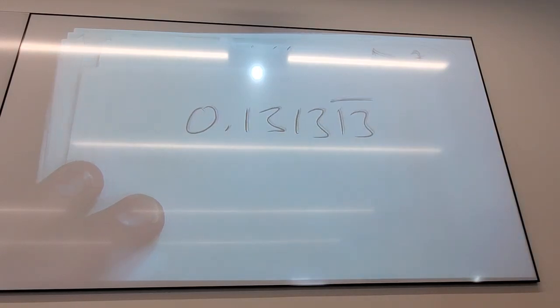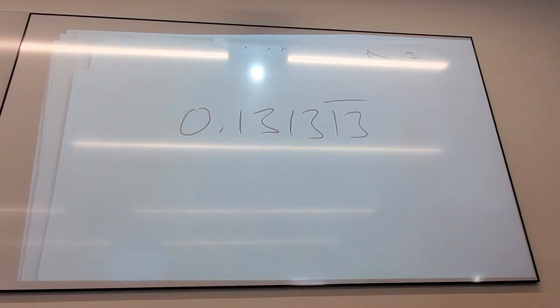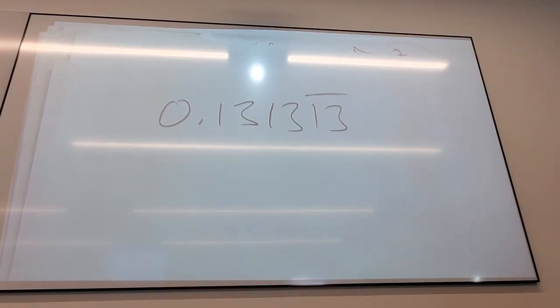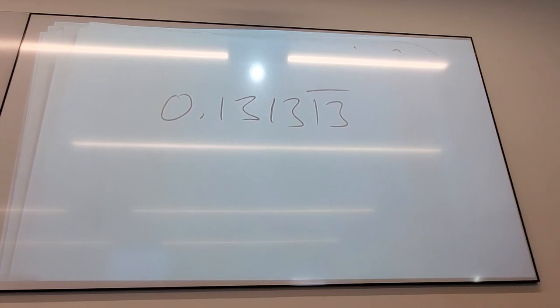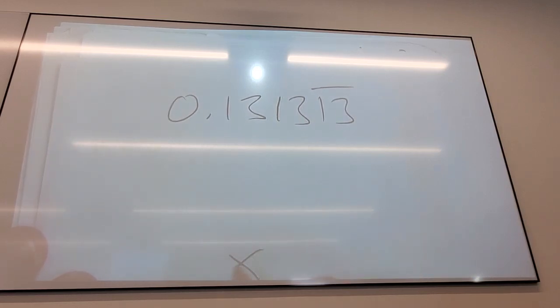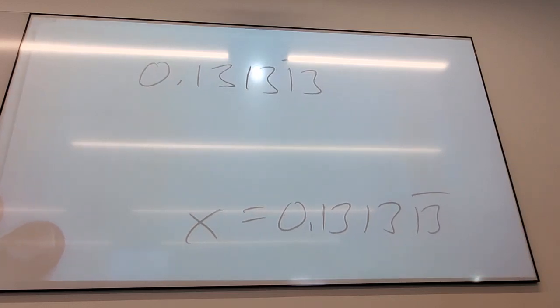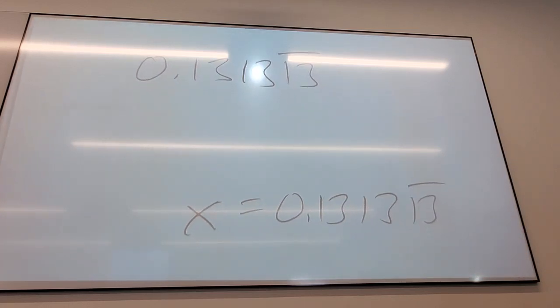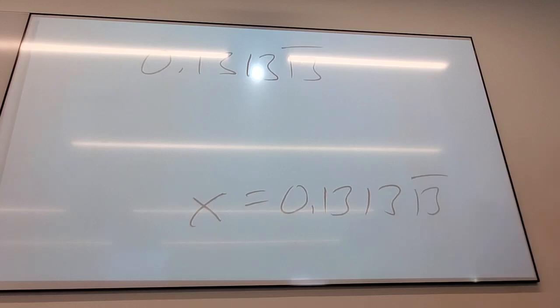0.131313 forever, yes? I claimed that any repeating decimal I could write as a fraction. So I should be able to write this as a fraction. So I'm going to do the same trick we did a minute ago. I'm going to call 0.1313 forever x. Now, here's the real trick. I'm not going to multiply by 10.